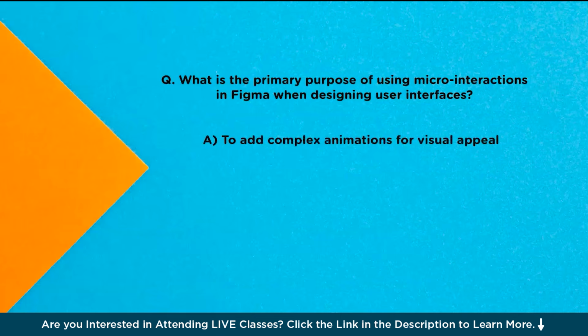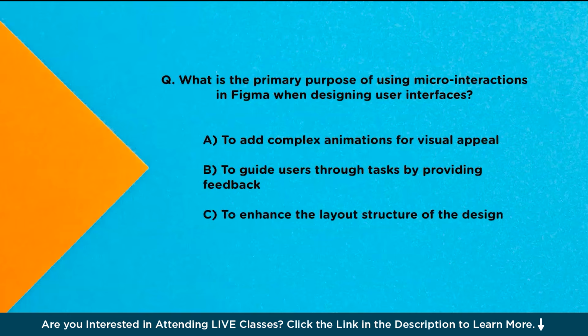Option A, to add complex animations for visual appeal. Option B, to guide users through tasks by providing feedback. Option C, to enhance the layout structure of the design. And option D, to reduce the number of screens in a design. So you can give your answers in the comment section and we'll be checking your answers and addressing any queries.